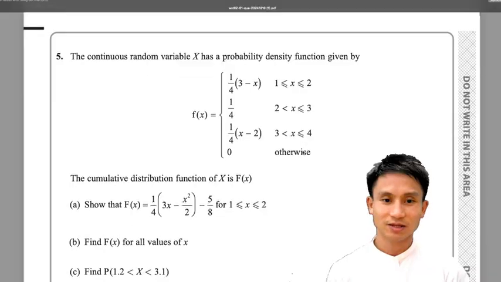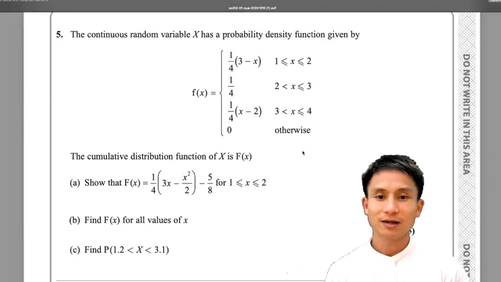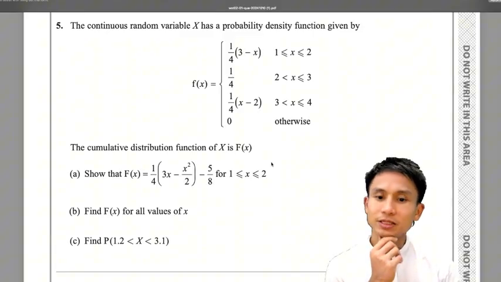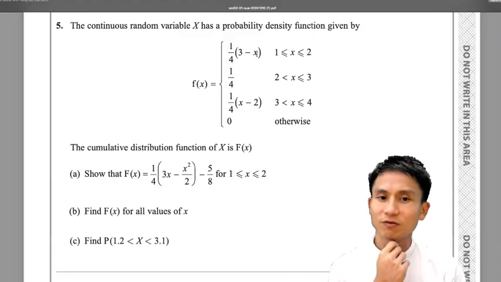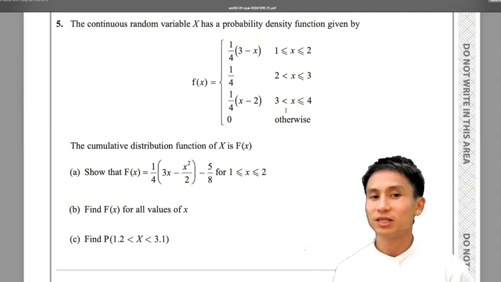Question 5. Yeah, so this is fine. I got it all right. But the key thing about this here is you got to be careful for each section here. This is called piecewise function. So whenever you see this, you got to be careful.